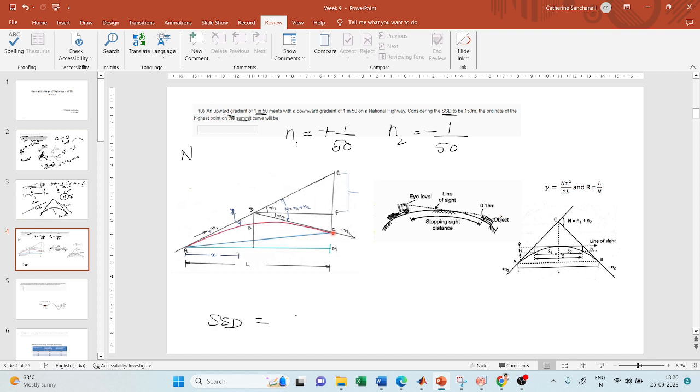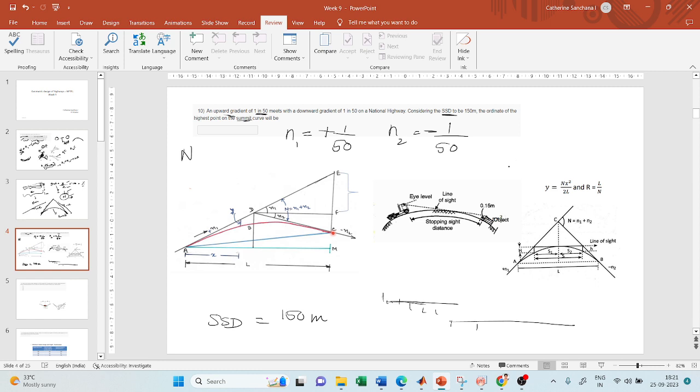What has SSD got anything to do with the length of a curve, right? So you should be wondering why we have SSD all of a sudden when we are studying about curves. But if you recall what we discussed many weeks back, we discussed that SSD is a minimum distance which should be available for a driver at every point on the road, right? If it is a straight road, you need not worry about SSD at all.